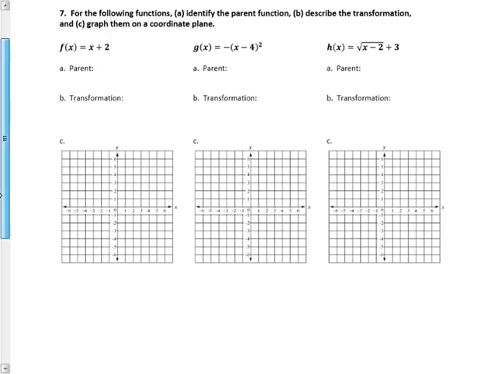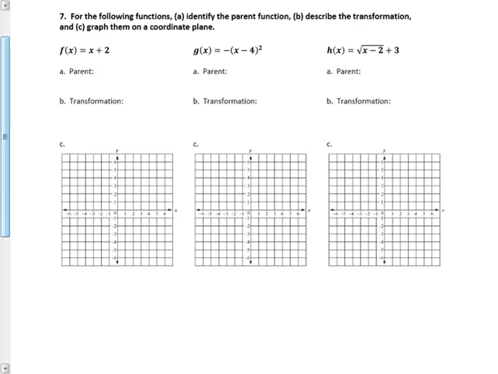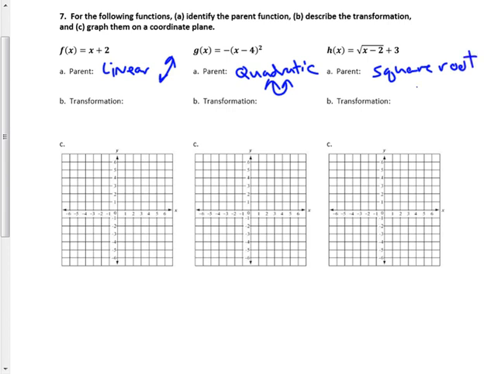When we get to 7 here, for the following functions, identify the parent function, describe the transformation, and graph it. So the parent function, this is linear. If you made a straight line like that, that'd be fine. The parent function, this is quadratic. If you made a U shape, I'd be okay with that. This is a square root. If you made a graph that looked like that, I'd be okay with that too.